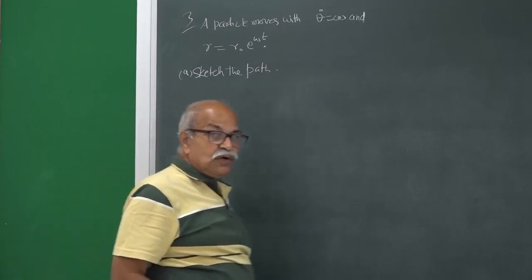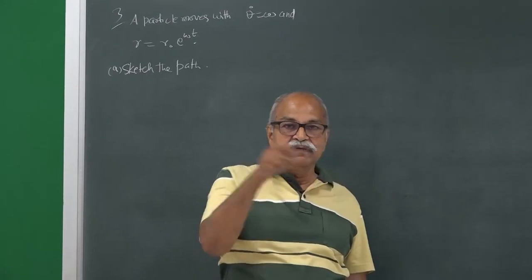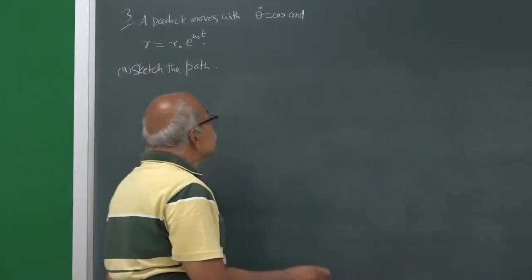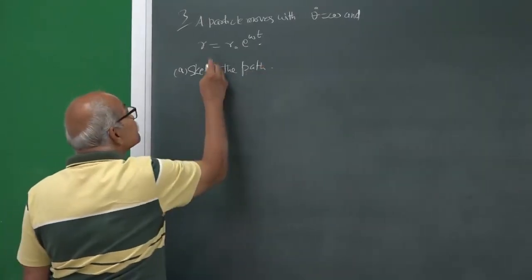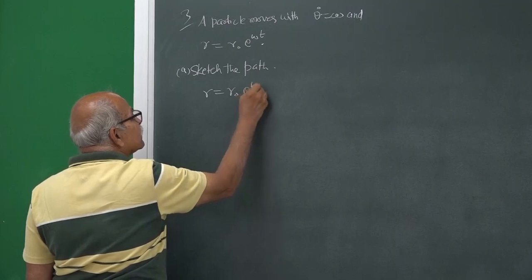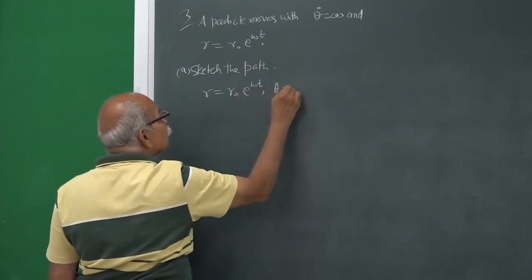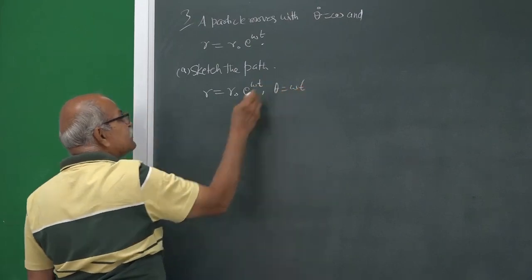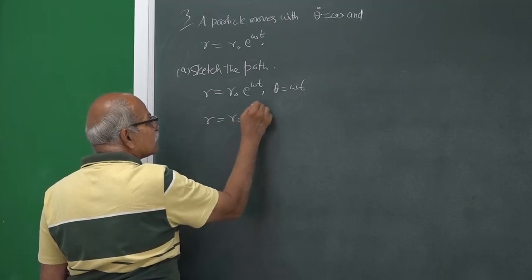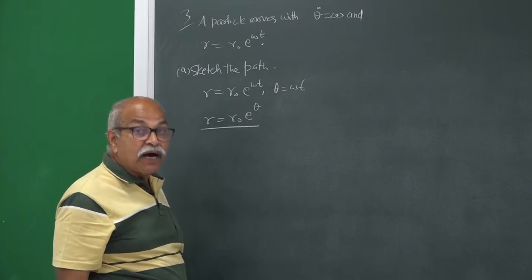So, when you want to get the path, time is not important, we want a relation between the coordinates on which path it moves. So, here r is given as r naught e power omega t, and theta from here will be omega t. So, I can eliminate t and write r as r naught e to the power theta. So, that is the equation of the path.